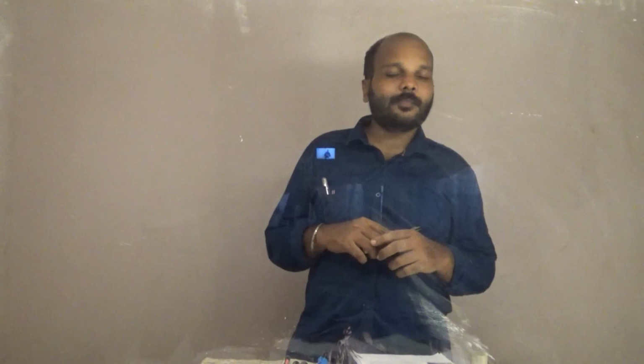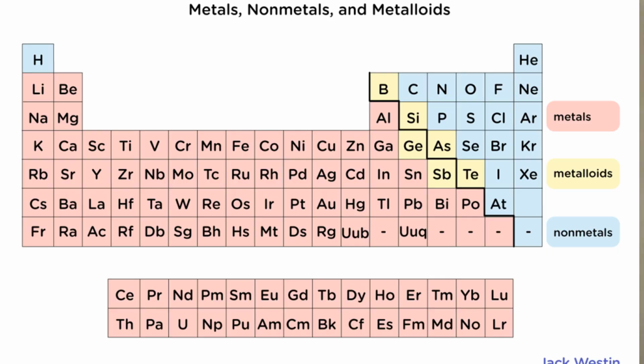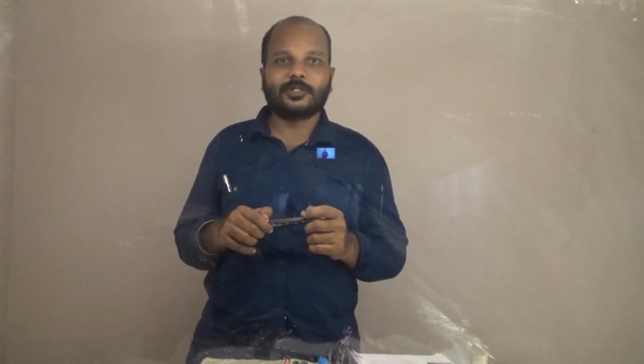If you look at the periodic table, you can see which are the metals and the non-metals. You might have understood that in the periodic table most of the elements are metals. Only roughly 12 to 18, so less than 20 elements, are non-metals. More than 90% of the elements are metals in nature.